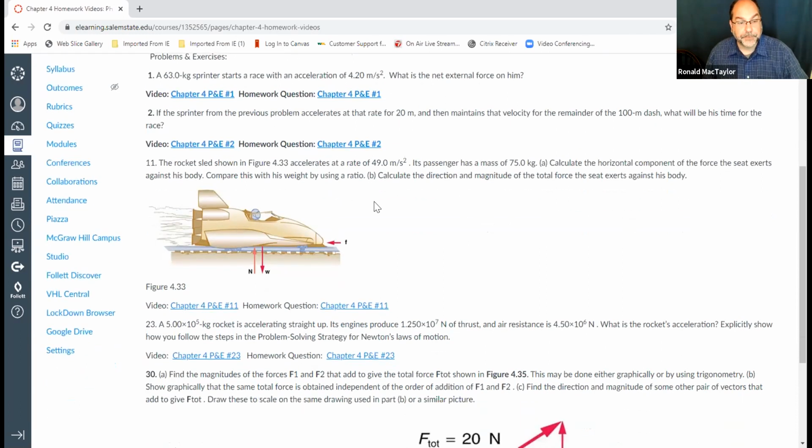Add them together. The rocket sled, you have multiple forces. It's going to accelerate at 49 meters per second squared. The passenger has a mass of 75 kilograms. Part of it is straightforward, easy, 49 times 75. It's a horizontal component. The weight, this person has a mass of 75 kilograms. Therefore, they're accelerated downward, 75 times 9.8. And so you're going to figure out what's going on compared to the weight.